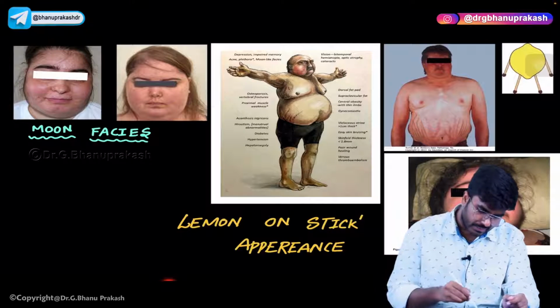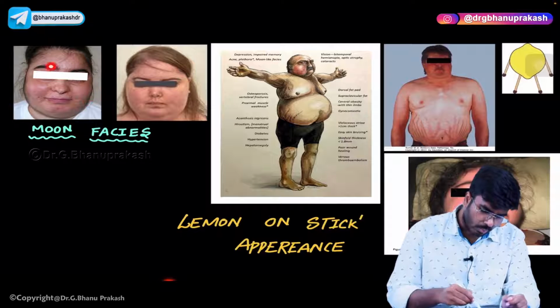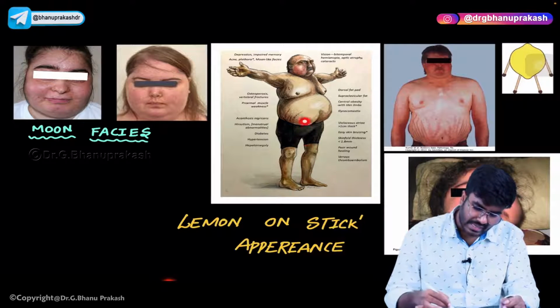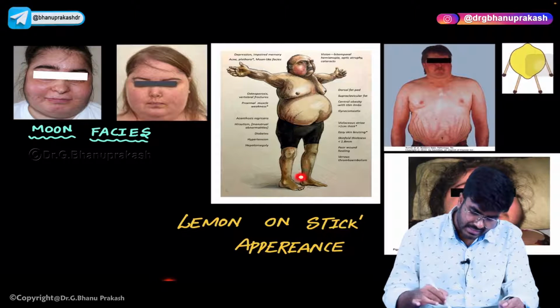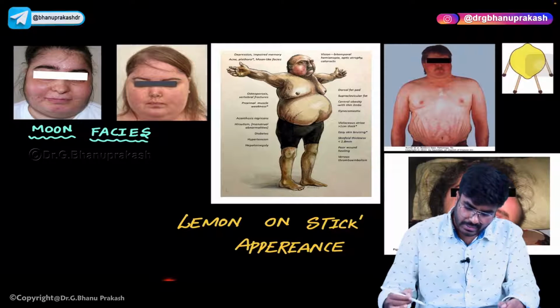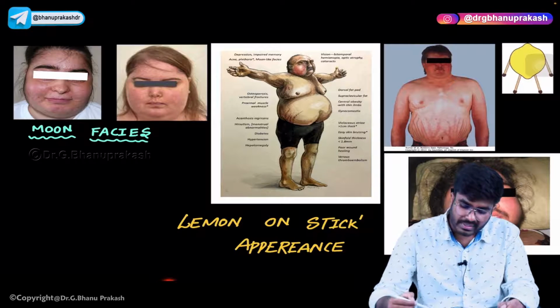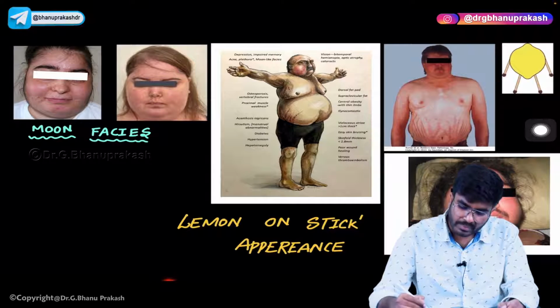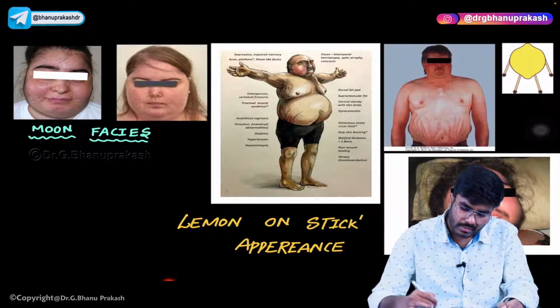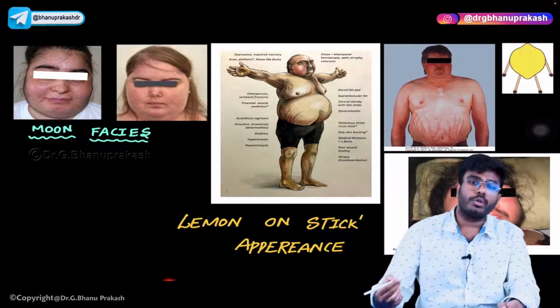Guys, you can clearly see here, this female is having moon face because of the hypertrophy and hyperplasia of adipocytes in the face. And this is the image depicting the patient having centripetal obesity. In the central axial skeleton, the patient is having obesity with abdominal striae. Here this is a real image where the patient was depicted with a lemon on stick appearance. Just see the central body, it's having obesity, and you can see the patient's limbs are very much thinned out because of the muscle wasting, because of proteolysis.